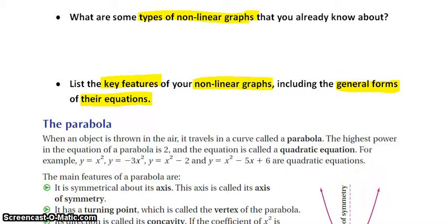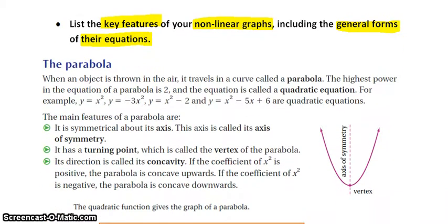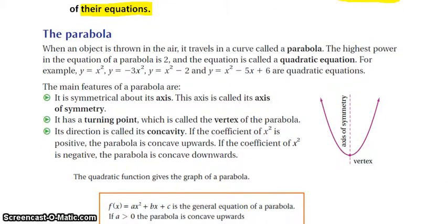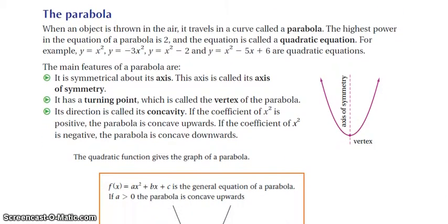Something that you need to be able to do in this course and next year as well is to know the equations of the graphs and what the graphs look like and their key features. So you should have stated probably about 3 nonlinear graphs that we've looked at. The first is a parabola.